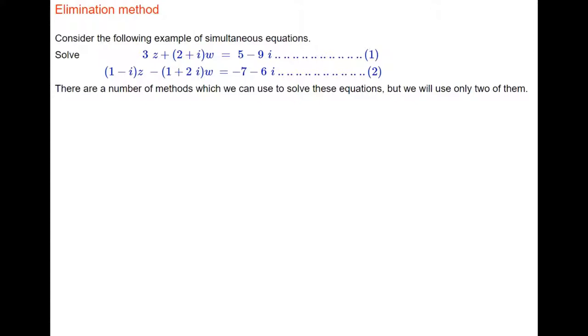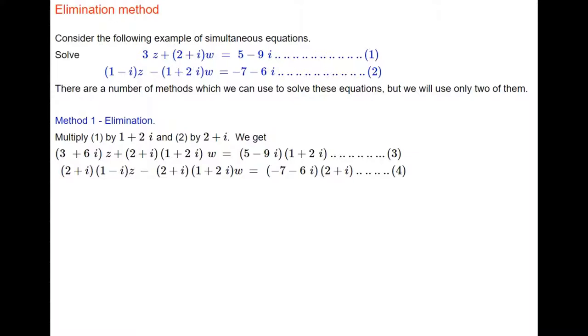Now, there's a number of methods that we could use to solve these equations, but here we'll only use two of them, and the first one is elimination. If you look at equation 1, you'll see that the coefficient of w is 2 + i, and it has a plus sign in front of it. And when you look at equation 2, you see the coefficient of w is 1 + 2i with a minus sign in front of it. So what we'll do is eliminate the w and get an equation involving only z.